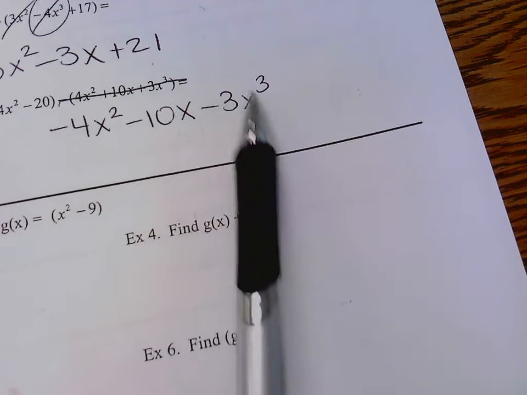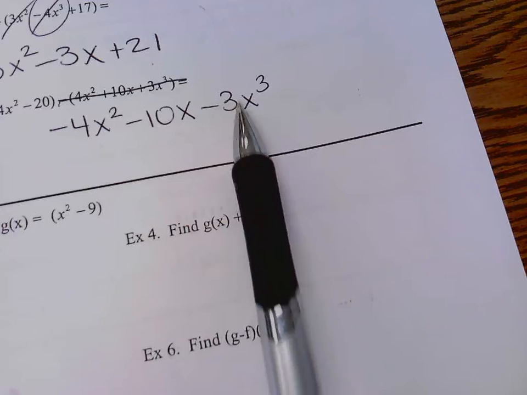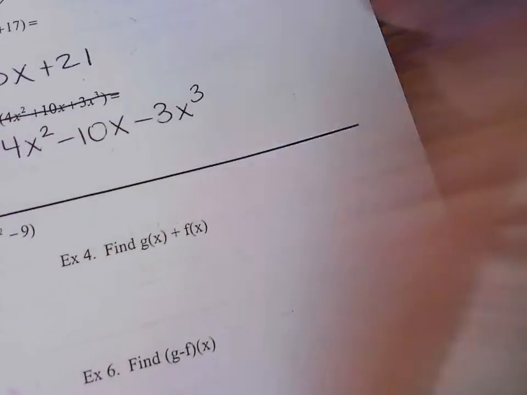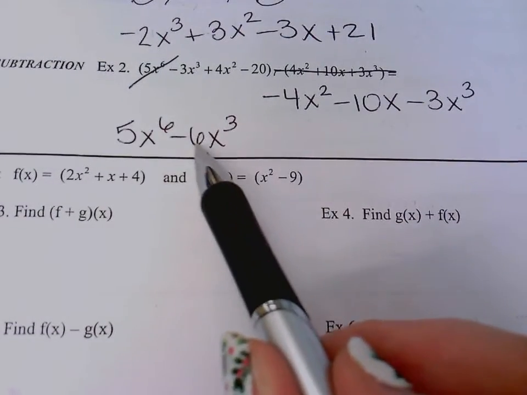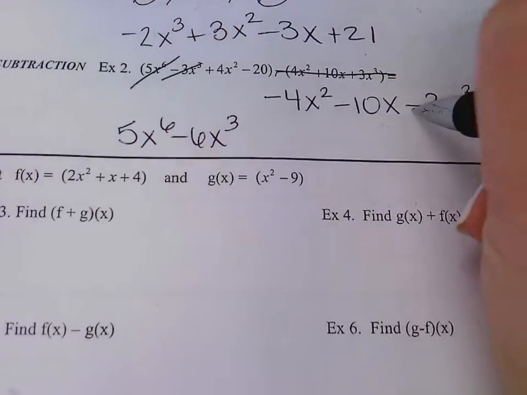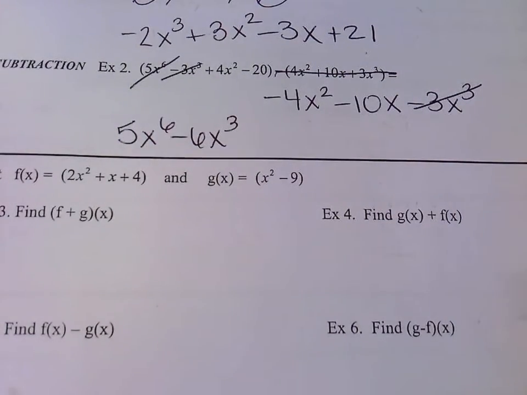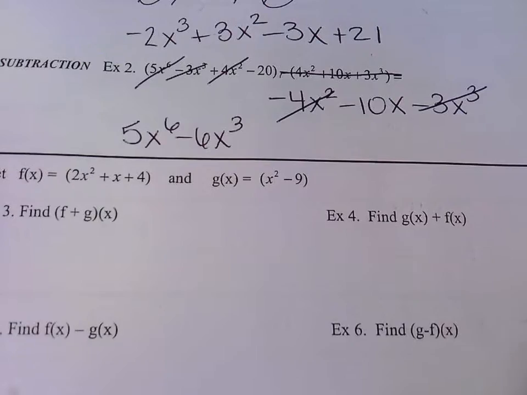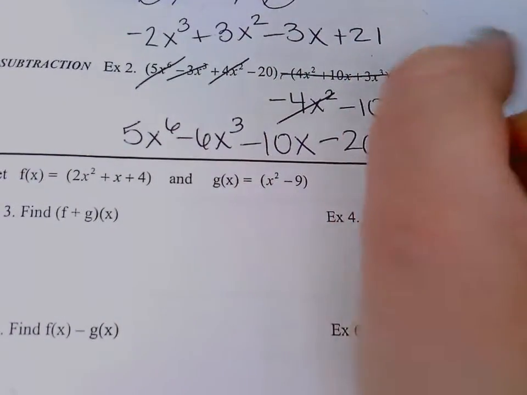It looks like the x cubes are going to come next. If I have negative 3 of them and an additional negative 3 of them, I actually have negative 6 of them. So you don't change the power, you just change the coefficient. And then it looks like my x squared terms add up to 0, right? Positive 4 and negative 4 adds up to 0. And then it looks like I have negative 10x and negative 20.